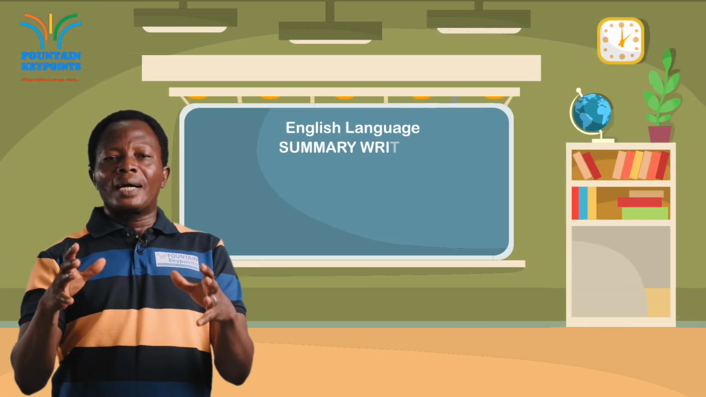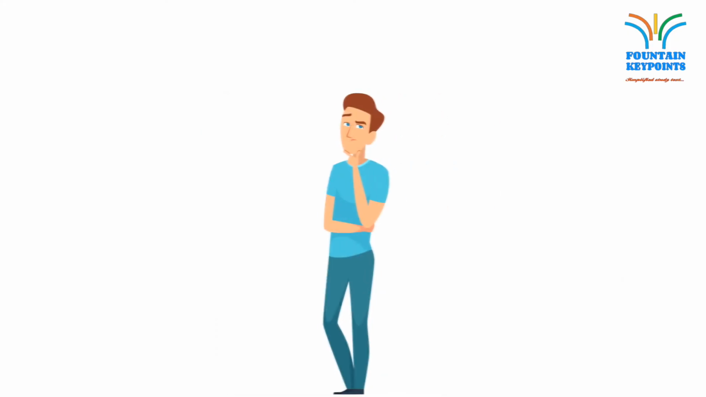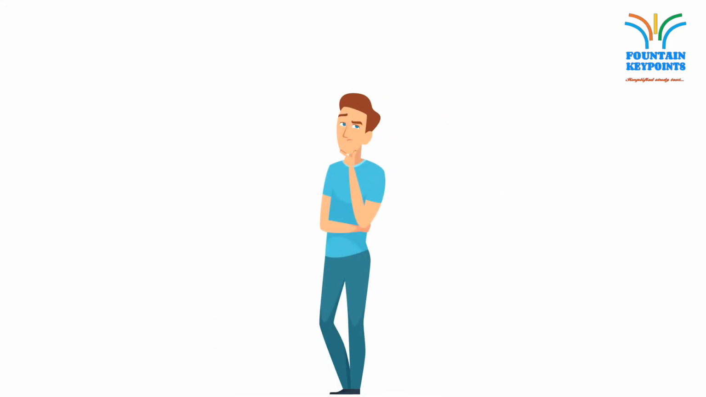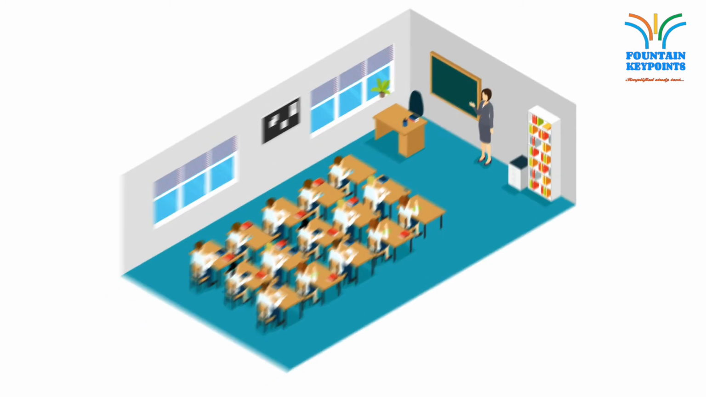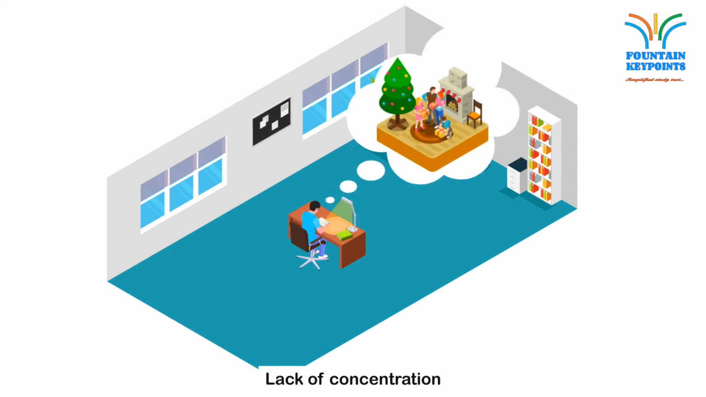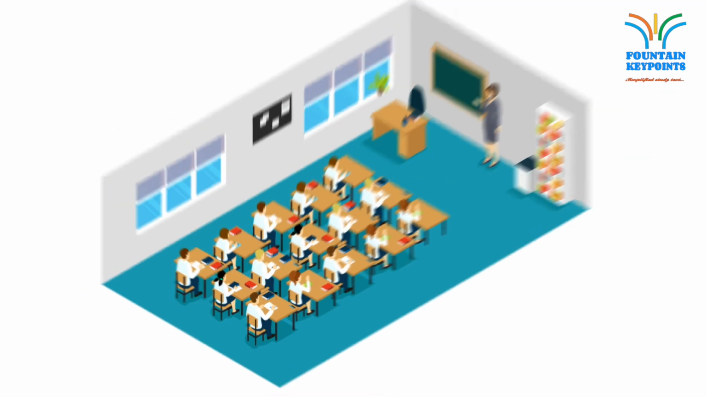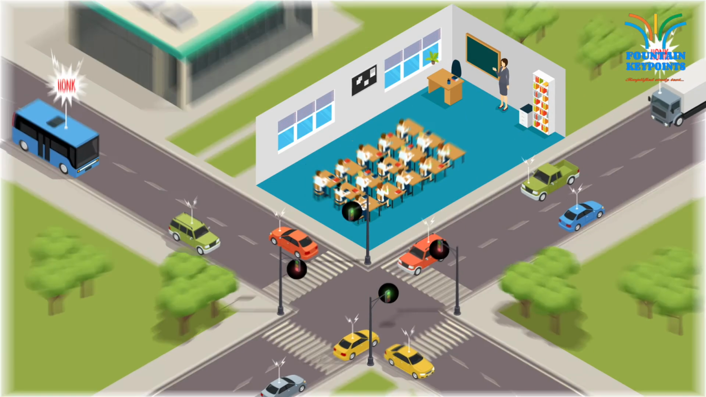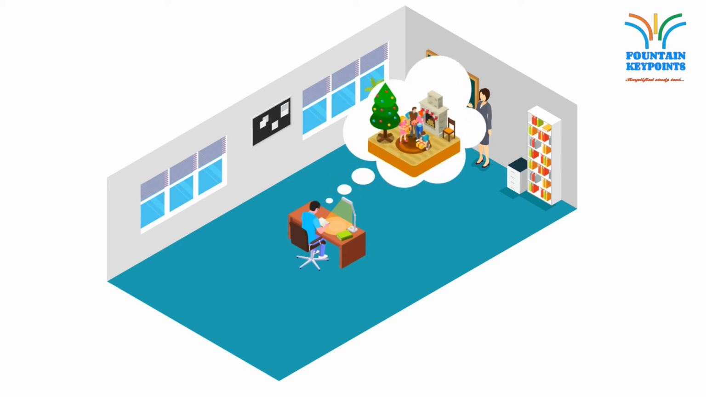Now, let's look at distractions and pitfalls where summary writing is concerned. There are many factors responsible for lack of proper understanding, something that could lead to poor performance. They include noise, poor reading habit, lack of concentration, inability to read between the lines, among others. Noise is a major source of distraction. Noise could be from within. When we talk about noise from within, we're talking about distracting thoughts.